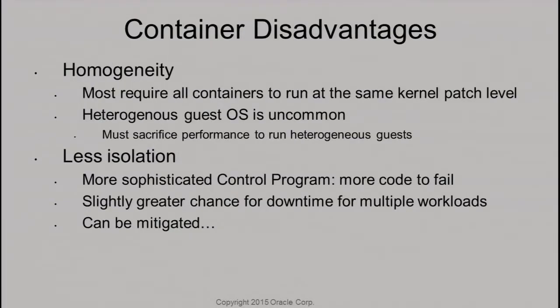Now, everything that has advantages has disadvantages. So these are some of the disadvantages of containers. Typically, and especially in the first generation of a container implementation, they use a homogeneous operating system. The container is the same OS as the underlying kernel. You can change that. You can create a translation layer that translates from the guest's system call layer to the kernel's system call layer. That's going to introduce some performance overhead, but you can do that.